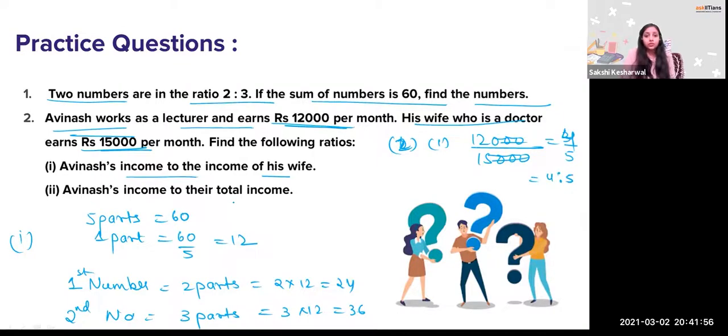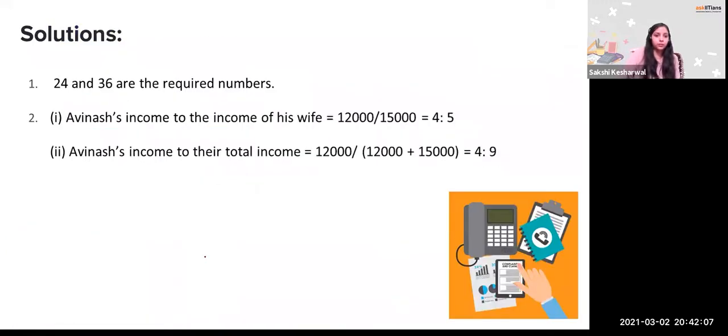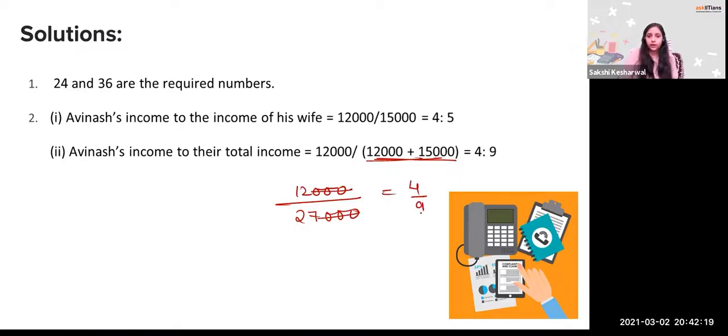Now, Avinash's income to their total income, right? So their total income is how much, beta? Okay, I'll do the B part over here. So the total income is 12,000 plus 15,000, which is equal to 27,000, right? So 12,000 upon 27,000, this and this cancel. So this is equal to 4 by 9, which is equal to 4:9. That's it. So out of the total income, 4 parts are Avinash's part, and the 9 is the total of their income, right?